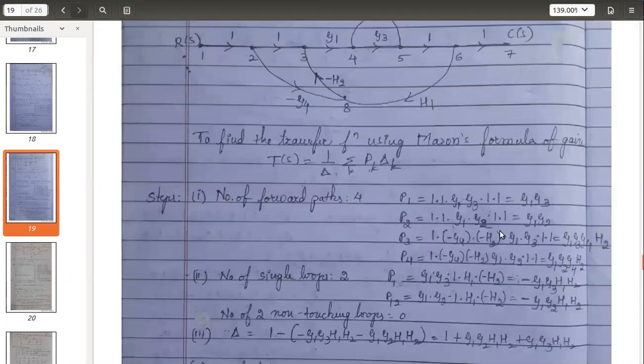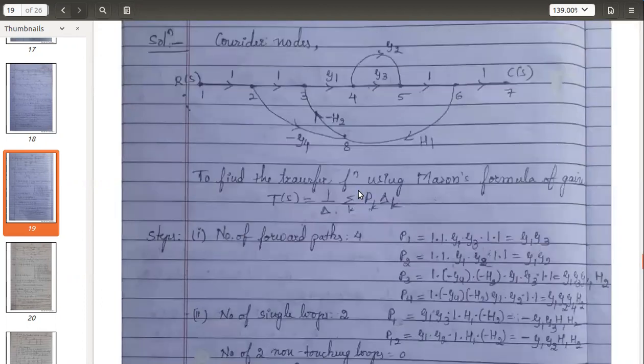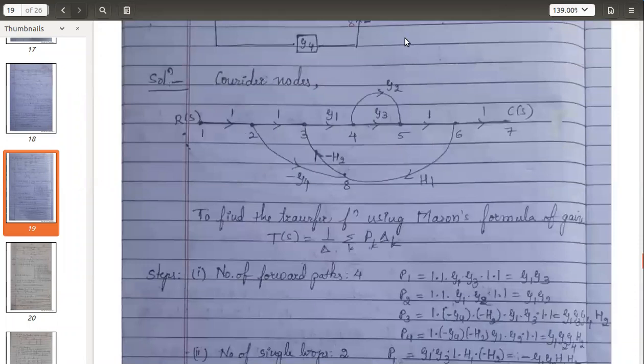Number of forward paths. How many forward paths have you identified? I think most of you have done this correctly. P1, P2, P3, P4. The first forward path is this. Second forward path is this. Third forward path.